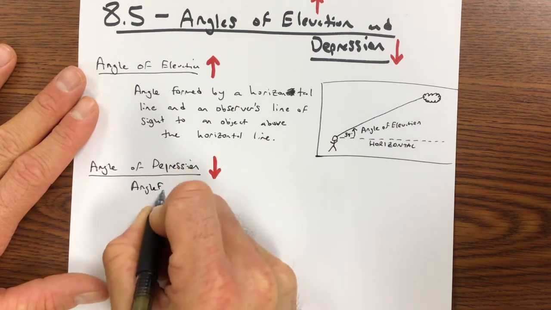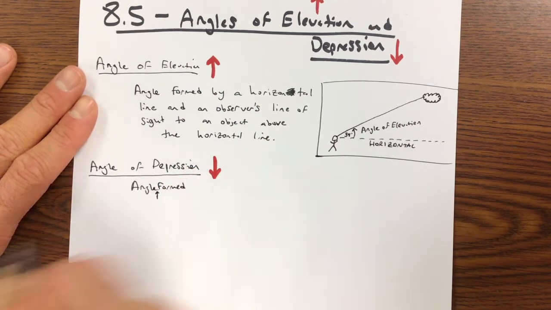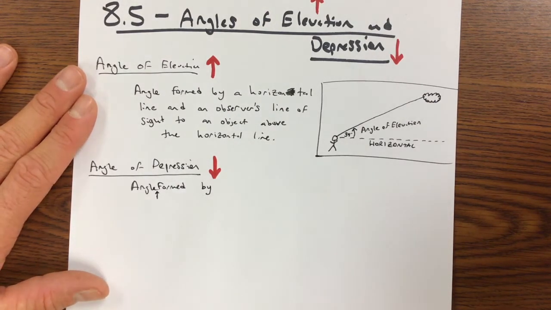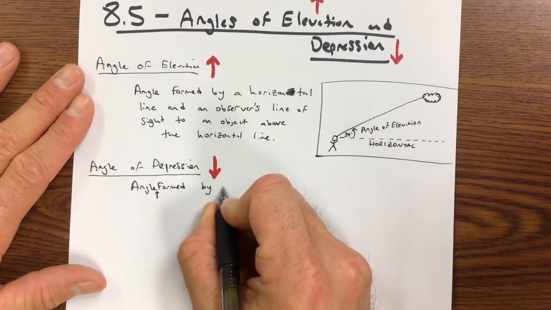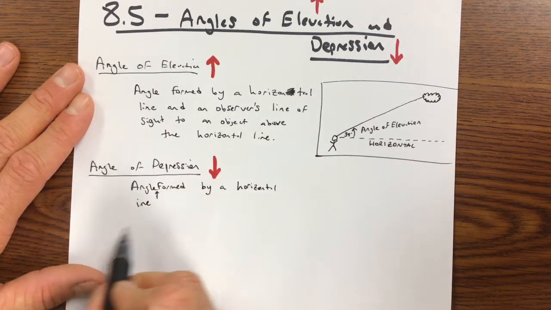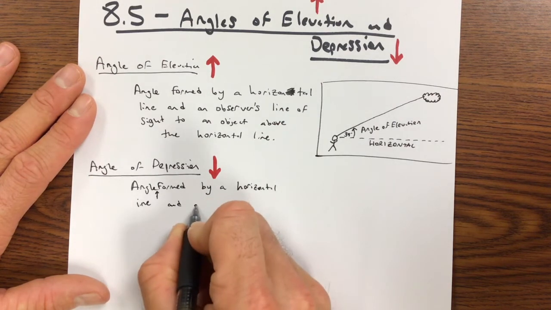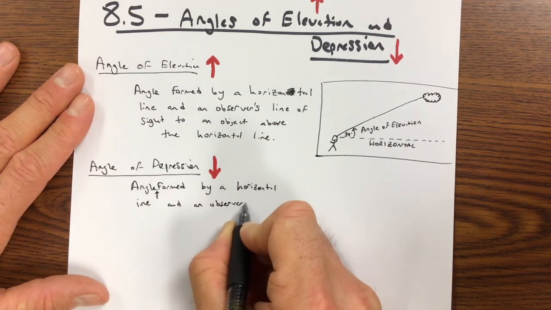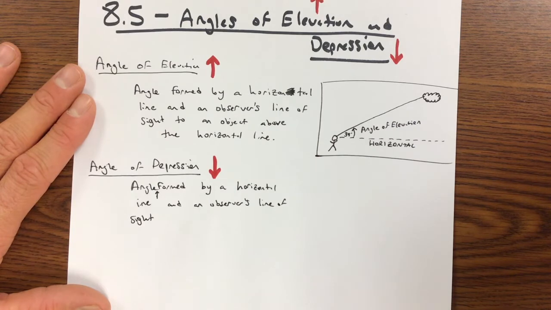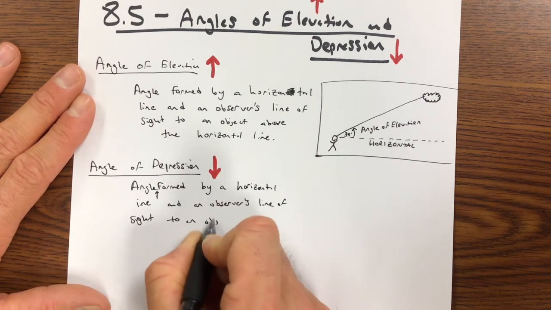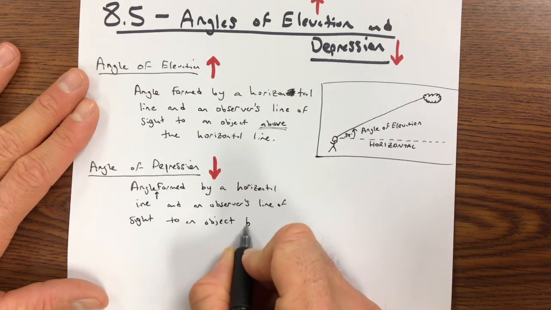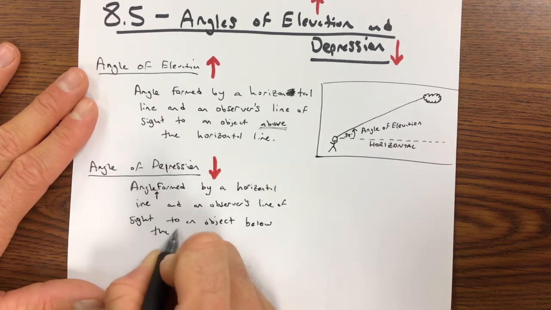It's an angle formed. There should be a space right there. It's an angle formed. Oh, first hour's over. Time for second hour. It's an angle formed by a horizontal line. It's practically the exact same definition, but I'm going to change a word or two. And an observer's line of sight, so far, exactly the same thing, to an object. Let's see, that was above. This time it's going to be below the horizontal line.